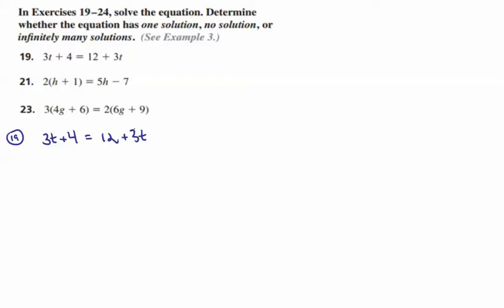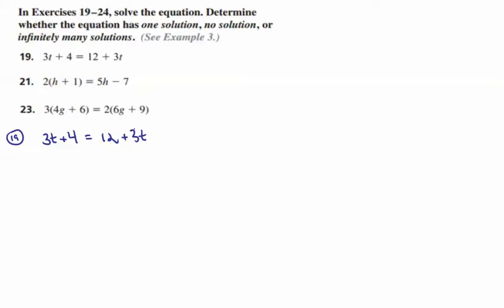Now this might appear to be problematic right from the beginning because we have 3t on both sides. Now obviously 3t is the same as 3t, but on one side we're adding 4, on the other side we add 12. So how could 3t plus 4 be the same as 3t plus 12?